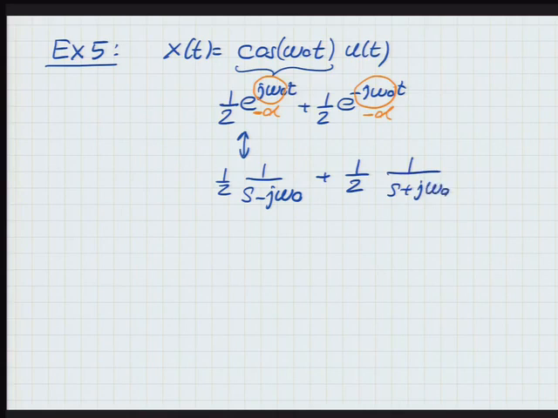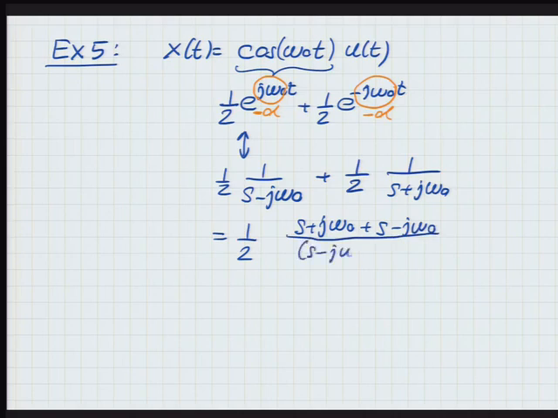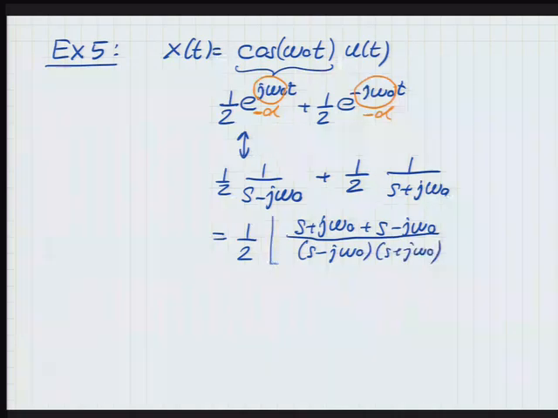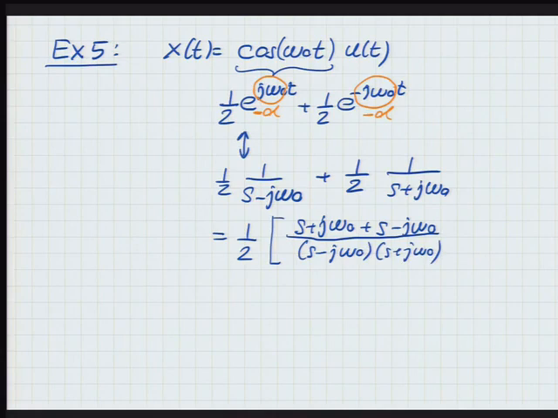Okay, so if that doesn't look pretty to you, it can be prettified. So you're going to get the sum of these two, and then in the denominator you multiply the two: s plus j omega naught times s minus j omega naught. Okay, so stuff cancels. This and this cancel, which is good. And then actually the 2s here will cancel with this 2, so that's also good.